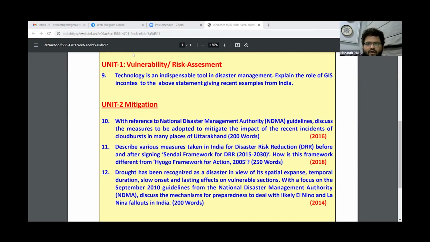So, firstly, we can introduce by saying that whenever disaster strikes, it is a very big loss to human life and property. And then many areas and people are vulnerable to disasters, and hence disaster risk reduction becomes significant. In this context, write the measures taken by India before signing the Sendai framework, that is around 2005 to 2015.